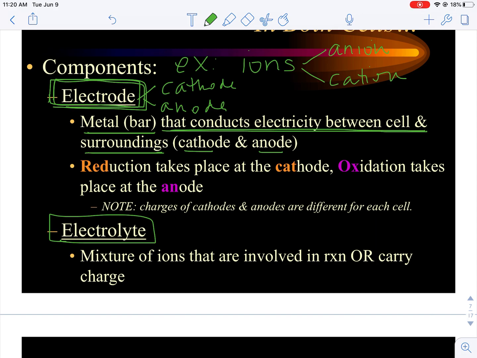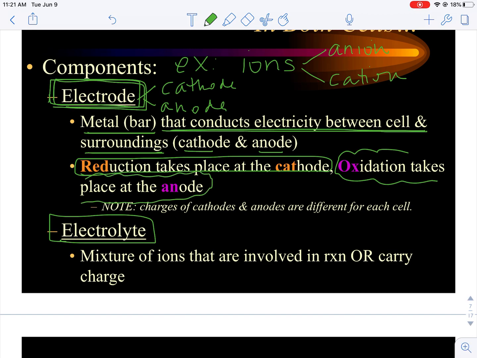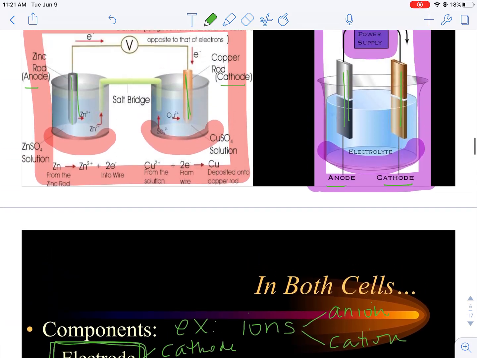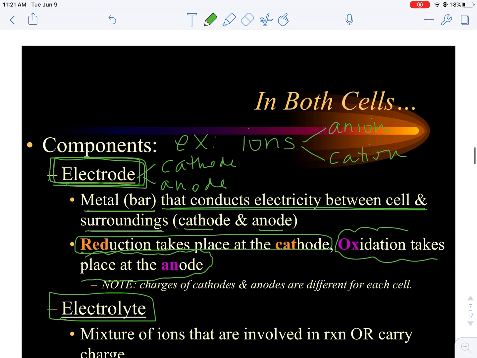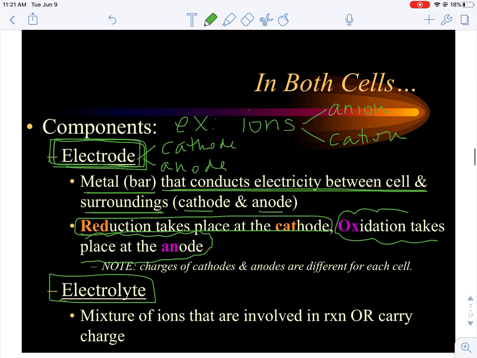No matter what cell you're talking about, reduction will take place at the cathode and the oxidation reaction will take place at the anode. That fact is just that, a fact. No matter which cell you're looking at, the reduction takes place at the cathode, oxidation takes place at the anode.